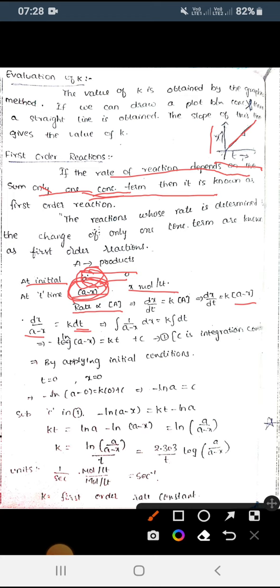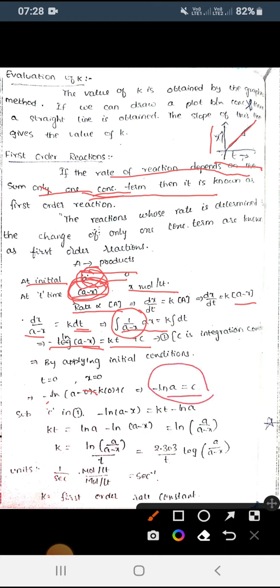Now integrate on both sides. Integration of 1 by (a minus x) into dx is equal to k into integration of dt. According to the rules of integration, 1 by x is nothing but log x. The same way, 1 by (a minus x) is minus log (a minus x). Integration of dt is nothing but t. So we get minus log (a minus x) equals kt plus c, where c is the integration constant. Now put x equals 0 and t equals 0 to get the c value. If you put x equals 0, we get minus log a equals c.